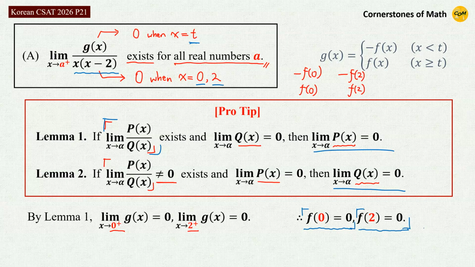By the way, as for lemma 2, it is applicable when we know for sure that the value of the limit is non-zero. But that information is not given in the problem, so I'm not going to use lemma 2 for now. I'll explain it in more detail when it becomes relevant.